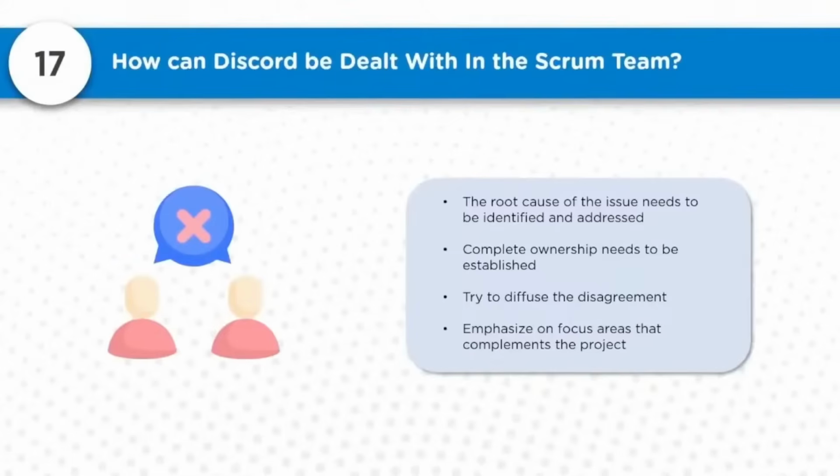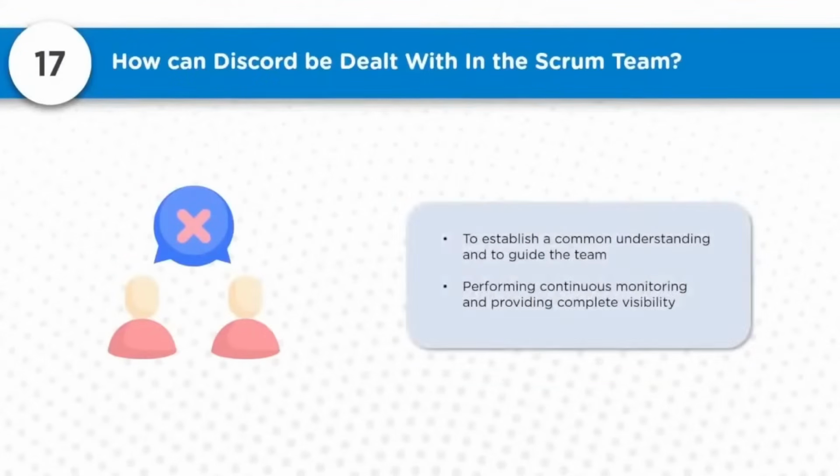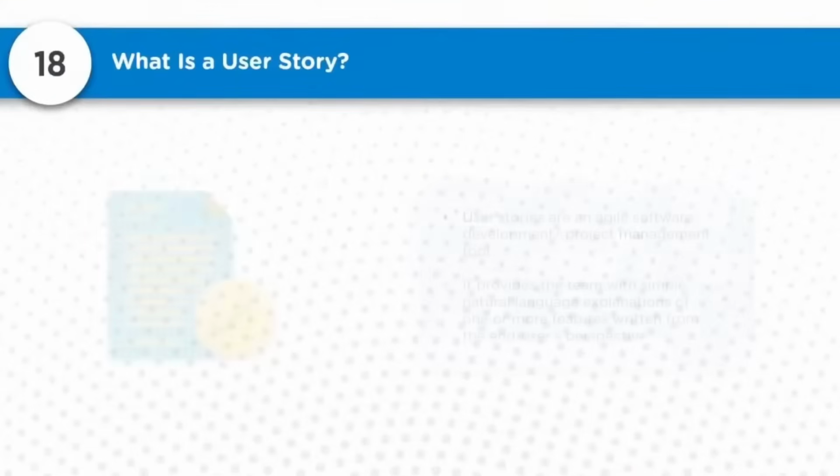So emphasize on focus areas that complement the project, in the sense that should be the ultimate direction. Not my individual interest, not that individual interest. I favor this person, I favor that person. That should not be the case. So favoring this solution or that solution, I'm okay with this particular technology, I'm very happy with this technology. Not such thoughts. It is the direction what is set, I should move things in that direction. So to establish a common understanding and to guide the team to that direction. Performing continuous monitoring and providing complete visibility. Very, very important.